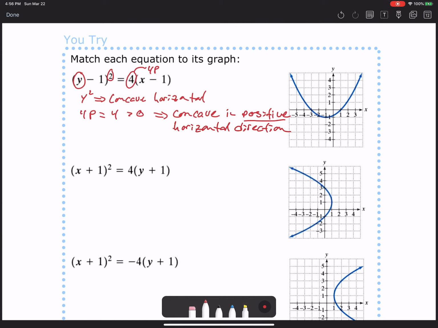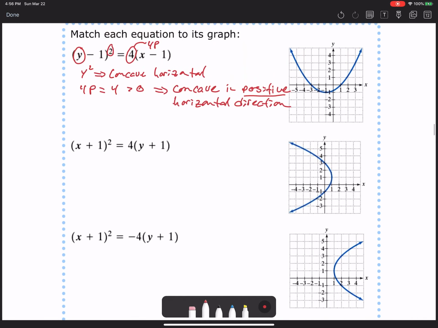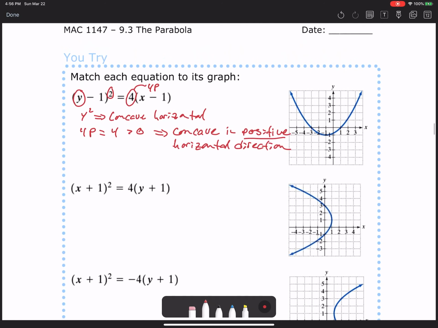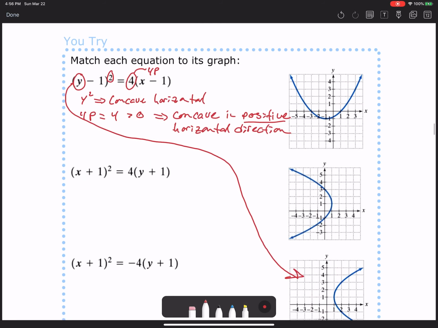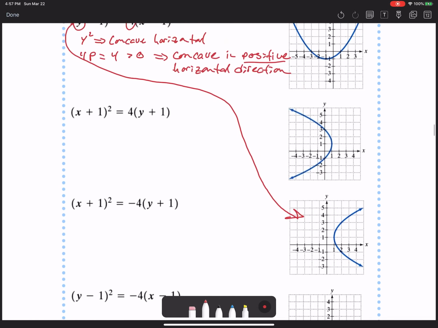All right, how many multiple choice options do we have over here that open in the positive horizontal direction? Only one. So this equation must match up with this parabola. The downside to formatting the presentation of this material in landscape like this is I can't actually fit all 4 of these equations on the screen at the same time.